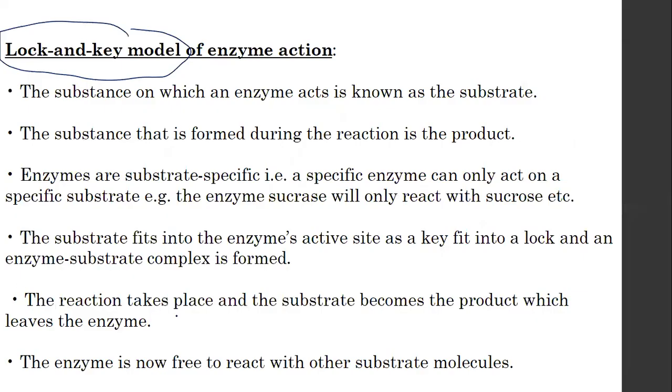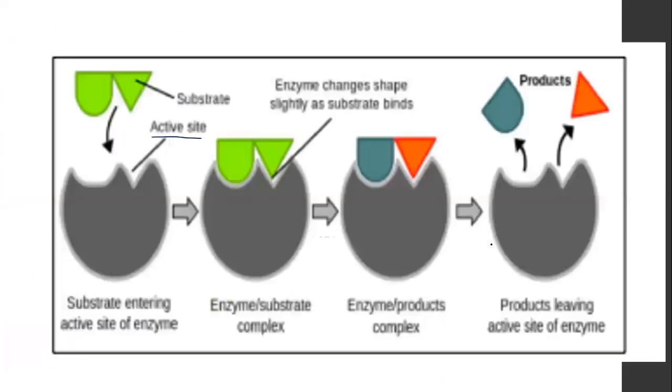So now we can see that the reaction takes place and the substrate becomes the product which leaves the enzyme. Therefore, the enzyme is now free to react with another substrate molecule. After the enzyme has interacted with its substrate, the substrate will no longer leave as a substrate, but as a product, to show that the chemical reaction has taken place. And therefore the enzyme will remain with its shape once more, so that this enzyme can interact with another substrate.